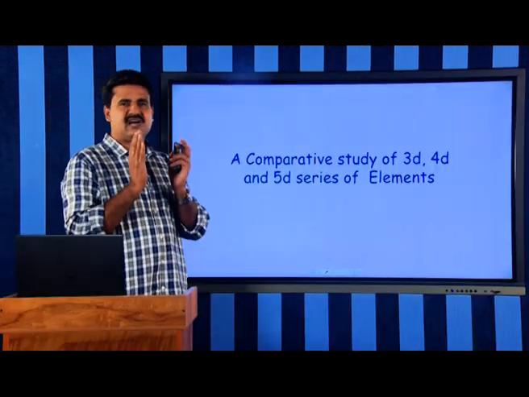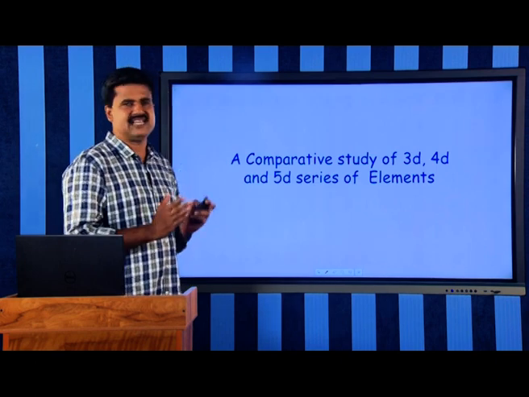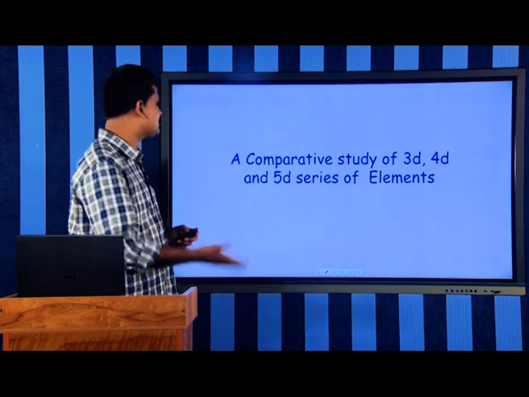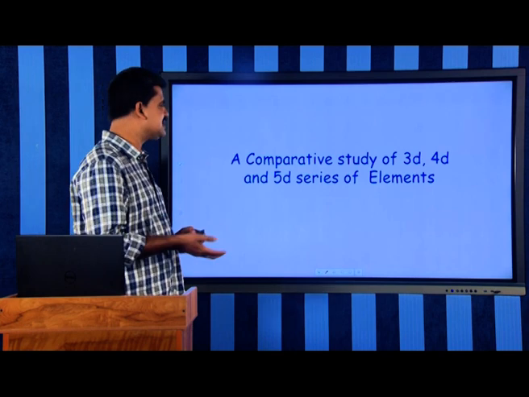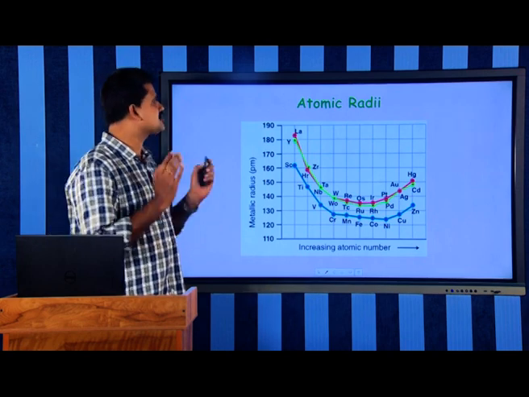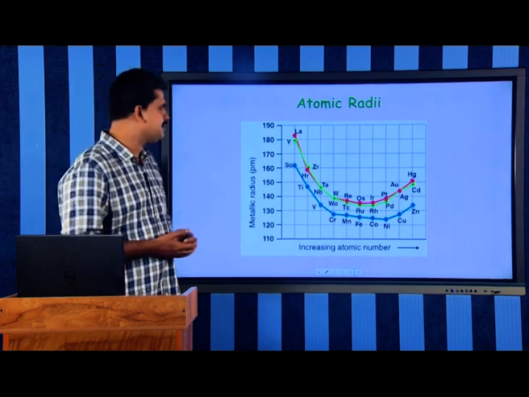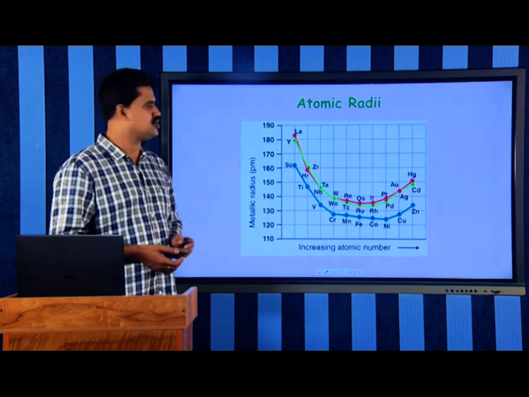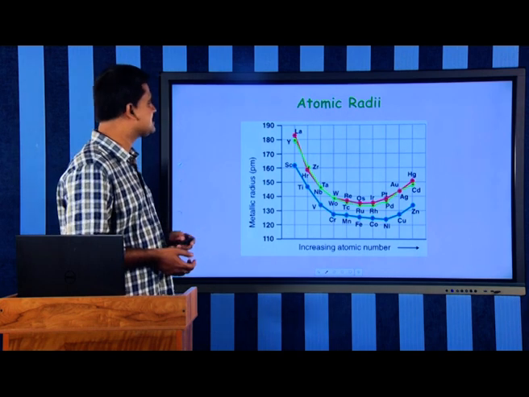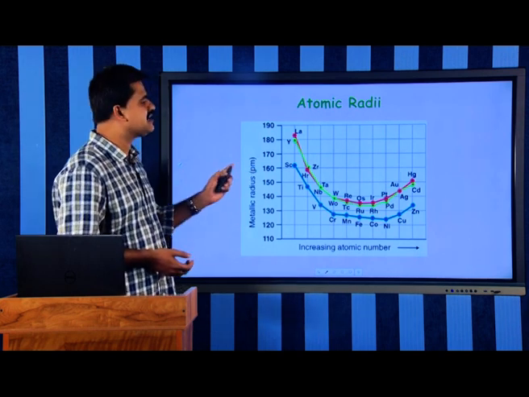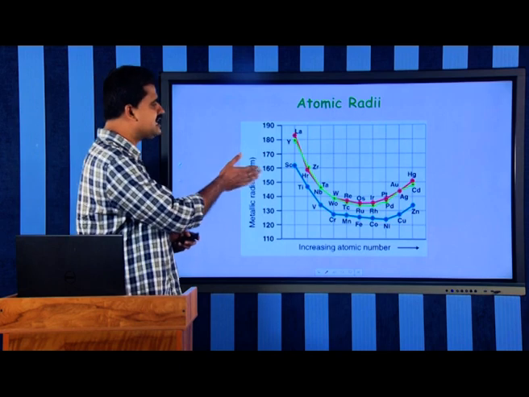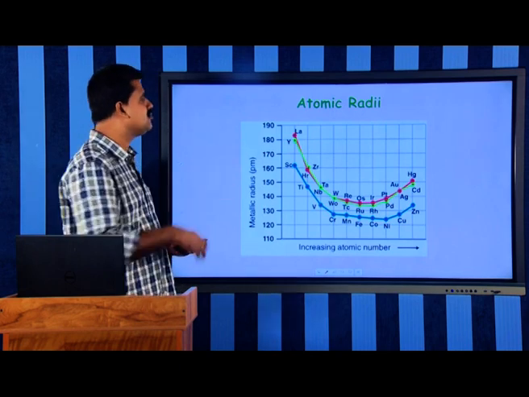Then we have to make a comparative study between the 3 series of transition metals that we have learned up to this time, that is the 3D series, 4D series and 5D series of elements, a simple comparison. Regarding the comparison, first of all we are taking atomic radii. Atomic radii is graphically shown here. From this it is clear that the 3D series has the lowest atomic radii, but the atomic radii of the 4D series and 5D series are more or less the same, and we can move on to the details.